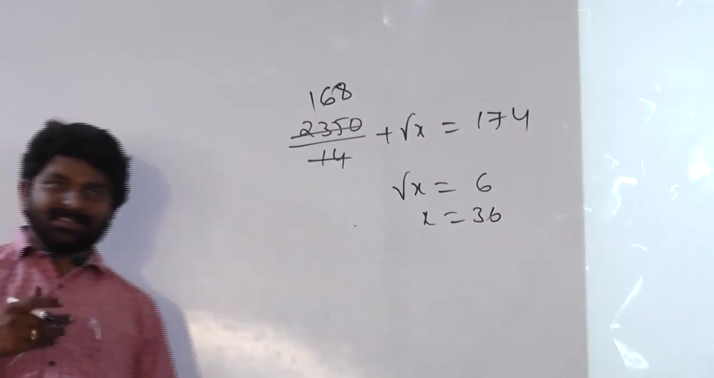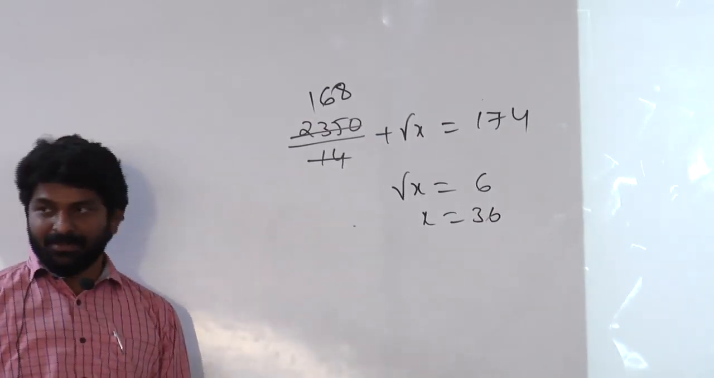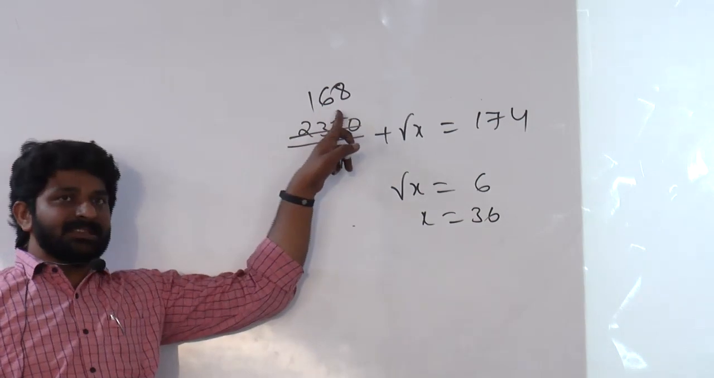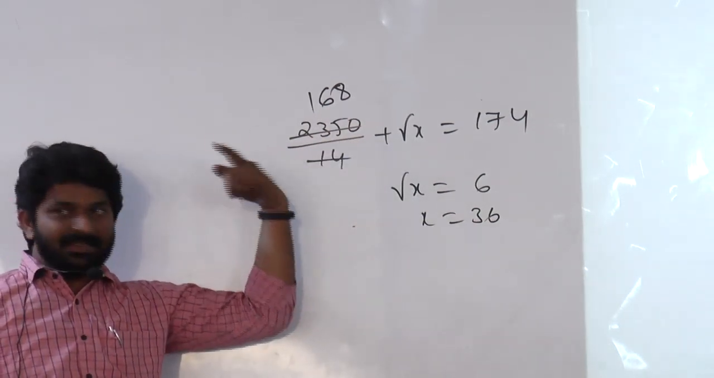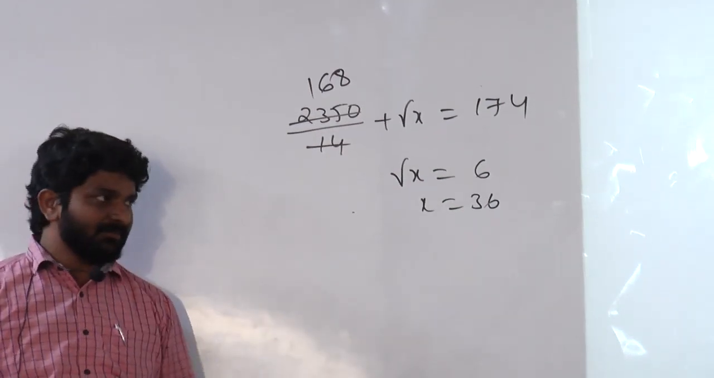That can be 167 or 168. Both are possible. Verified. If it is 167, your difference is 7, and answer is 7 square 49, which is not there.